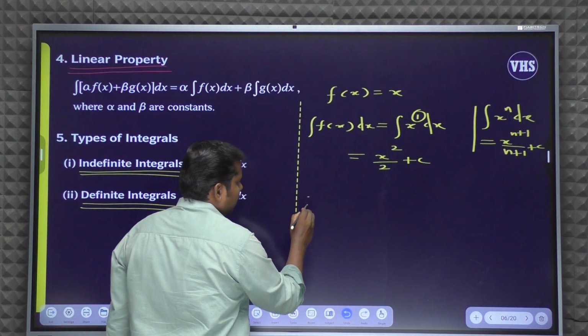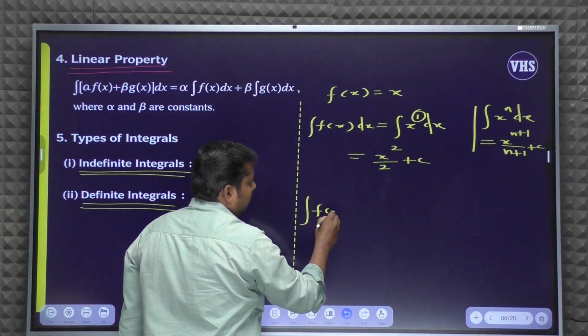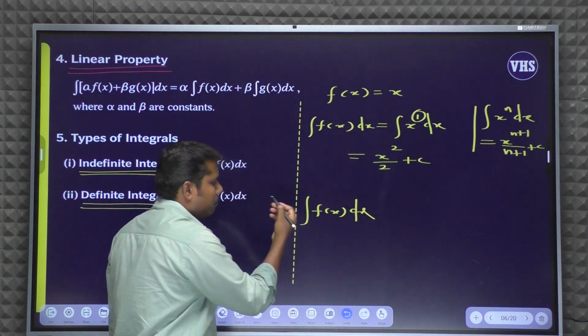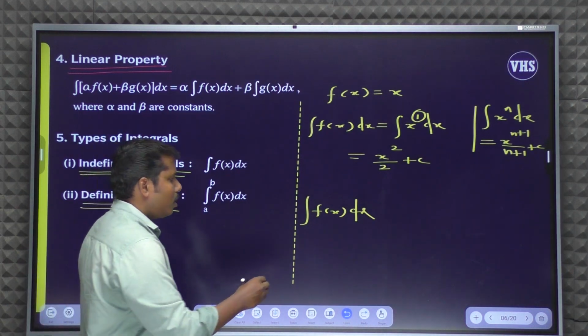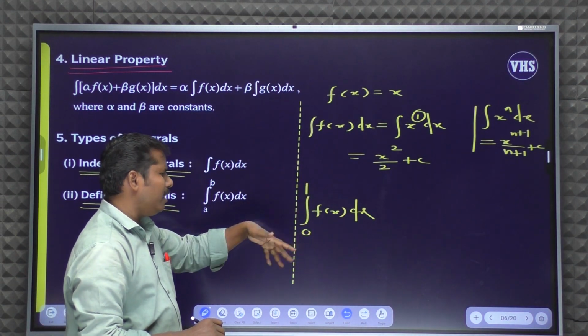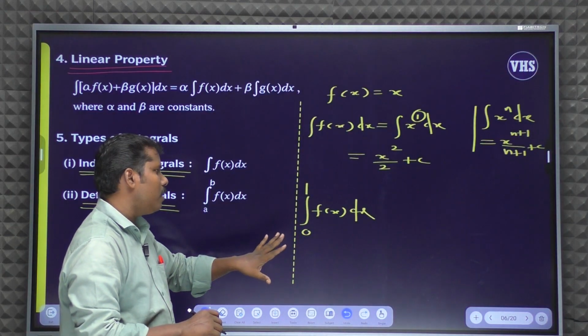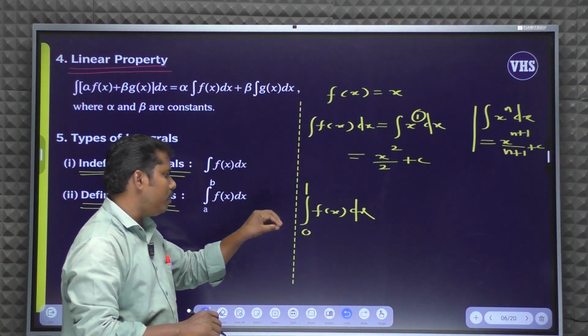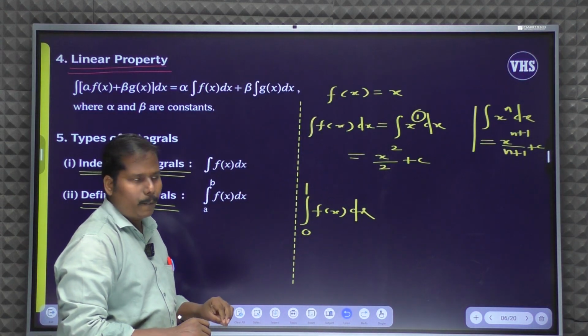Okay, integral f of x into dx. For an example, let us consider the limits 0 to 1. Lower limit to be 0, upper limit to be 1. Any limit you can take. Here for convenience, for simplicity, I take lower limit to be 0, upper limit to be 1.